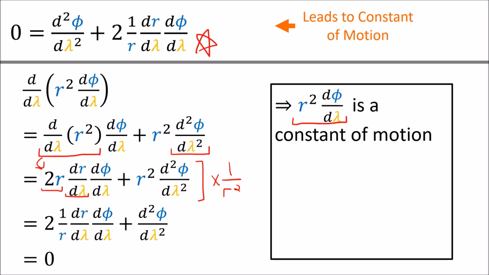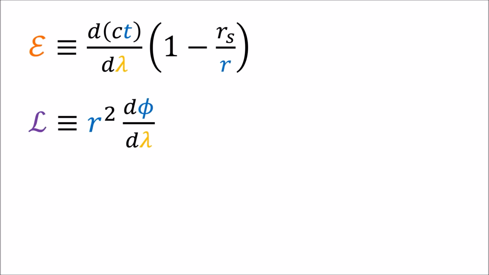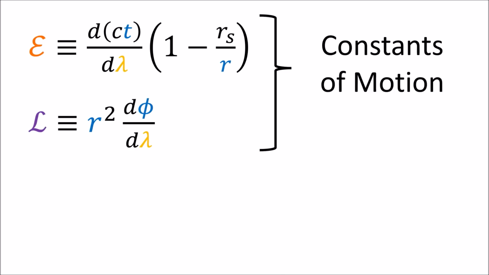The formula r squared times the derivative of phi is actually the same formula as the Newtonian angular momentum L per unit mass, which we will denote as curly L. This is a conserved quantity associated with translations in the phi coordinate, which are basically rotations. So it makes sense that it's the angular momentum. So we've found 2 constants of motion for our geodesics.